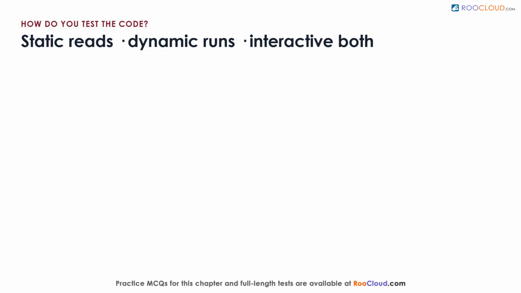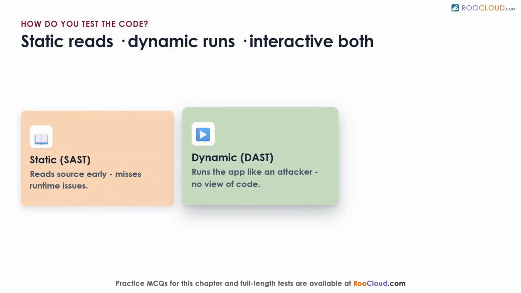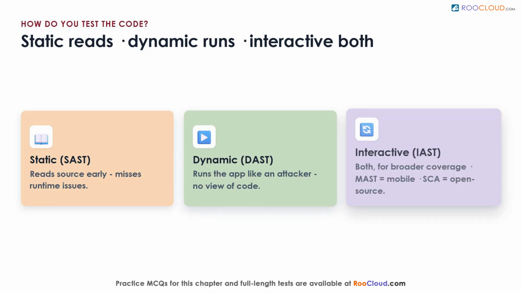How do you test the code itself? There are a few approaches, and the names matter. Static testing reads the source code without running it. It catches flaws early, but misses runtime issues. Dynamic testing runs the application like an attacker would. It has no view of the code, only the live behavior. Interactive testing combines both for broader coverage. Mobile testing adds checks specific to phones and apps. And composition analysis hunts for risky open source components. The simple way to remember it: static reads, dynamic runs, interactive does both.